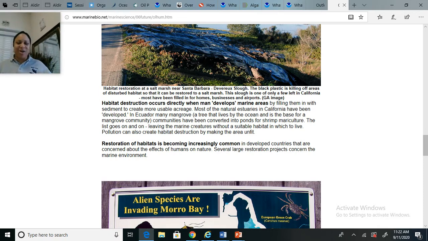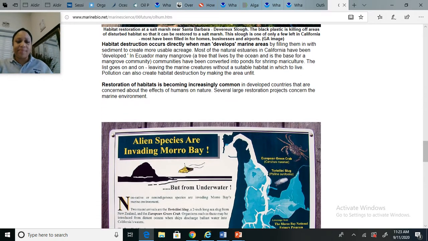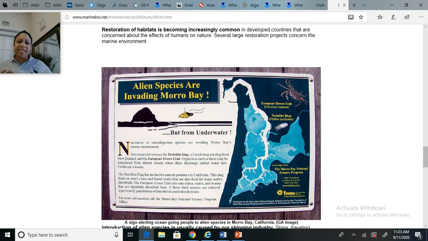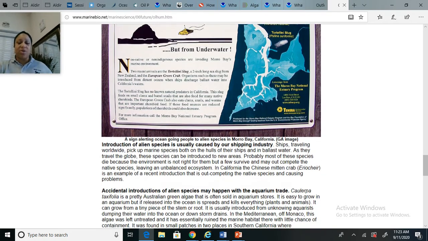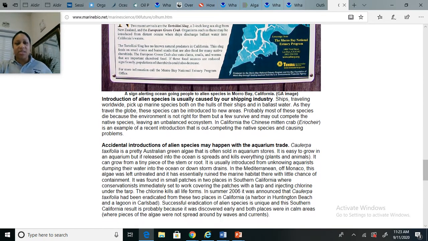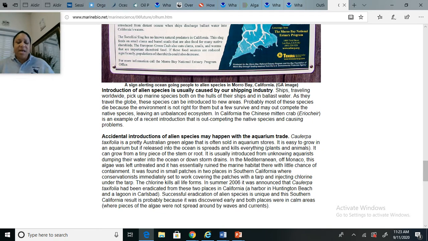Habitat destruction. If you look at Galveston, you have the pier, Kemah Boardwalk, you have all of these different developments. They had to destruct a certain area, which in the same fashion destructed a certain habitat that once was there, right? So restoration of habitats is becoming increasingly common in developed countries that are concerned about the effects of human activity on nature. So people are trying to make better decisions, but sometimes it just happens.